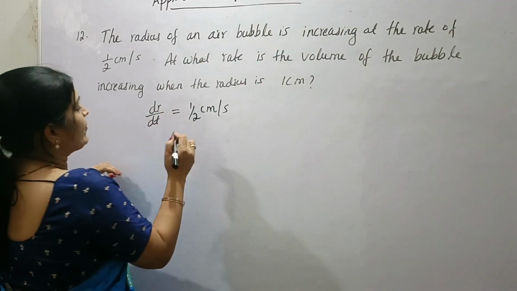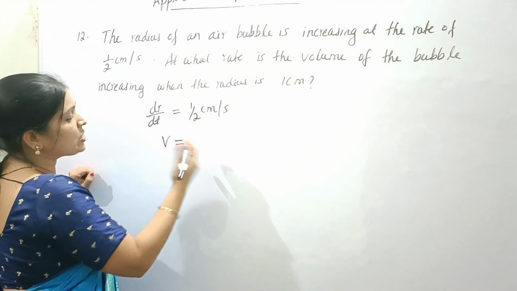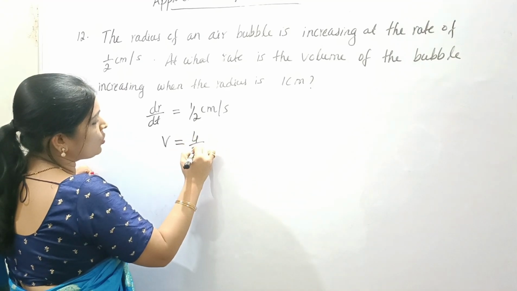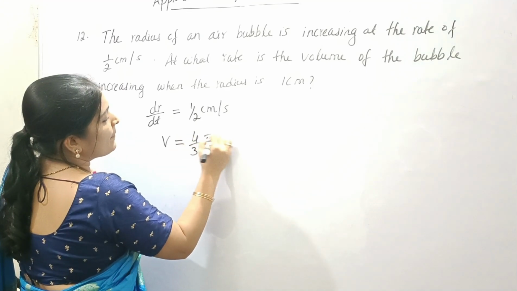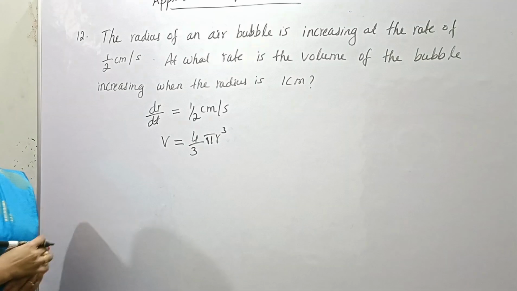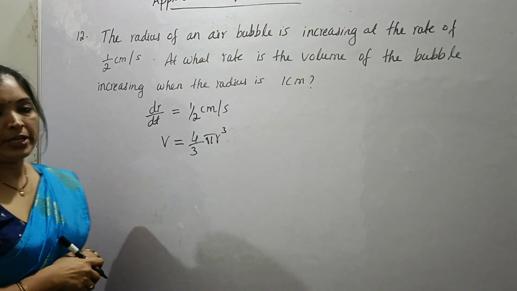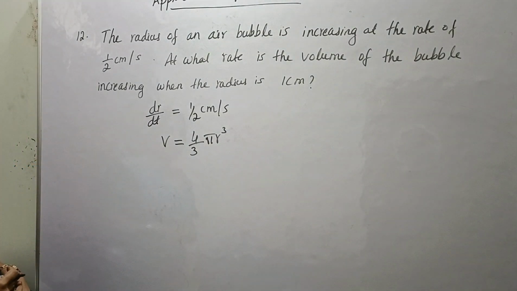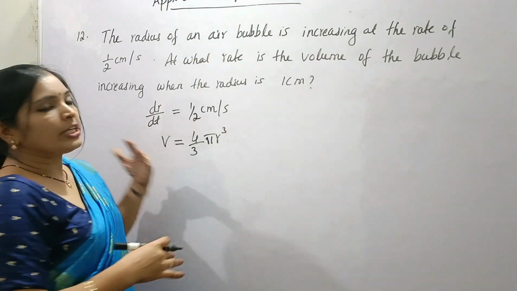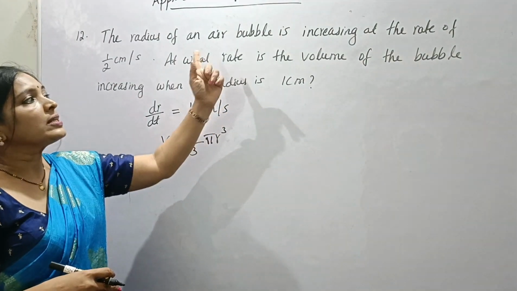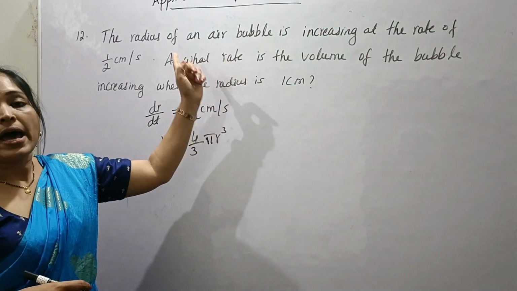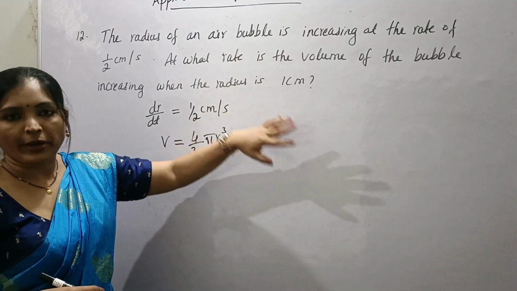So what is the volume formula? Volume of the sphere V is equal to 4 by 3 pi r cube, where r is the radius of the sphere. Now let's differentiate it with respect to t. We need to find dV by dt, that is, the rate of change of volume with respect to time.